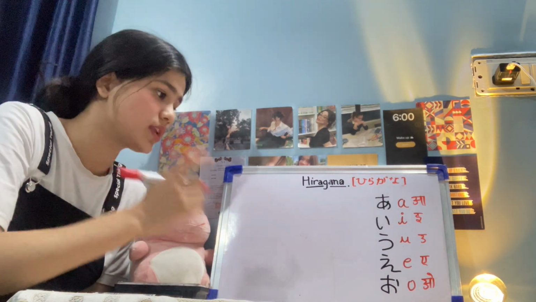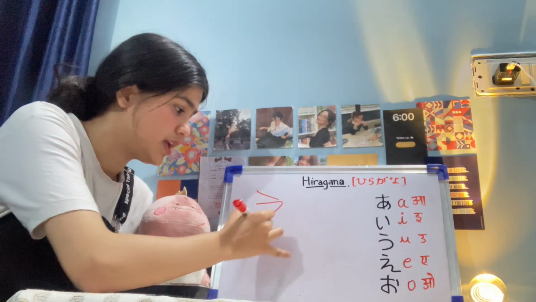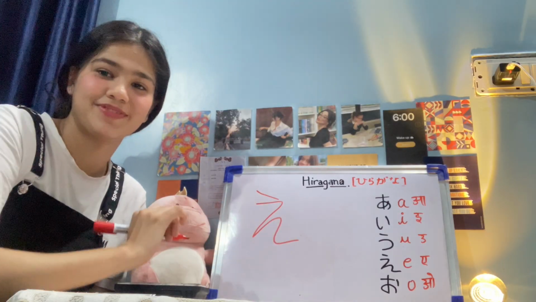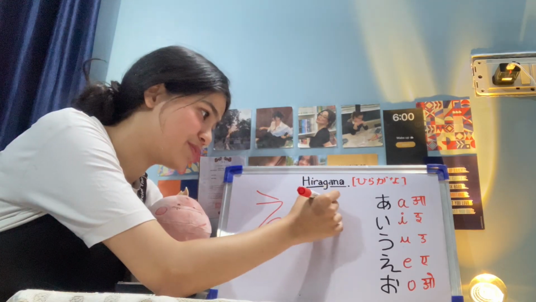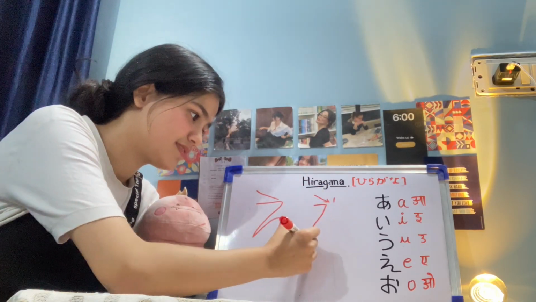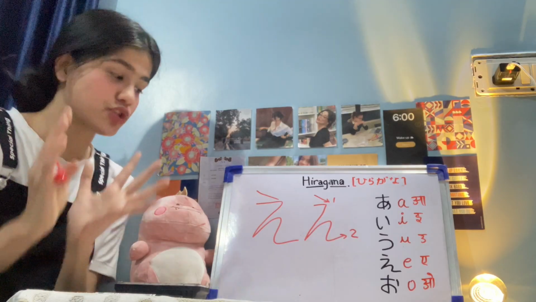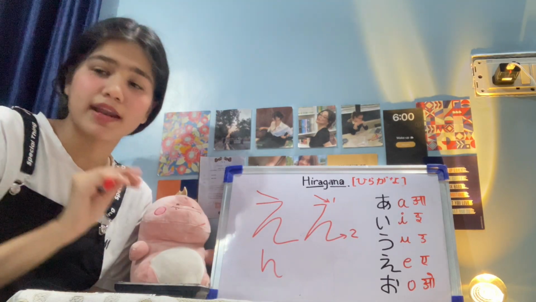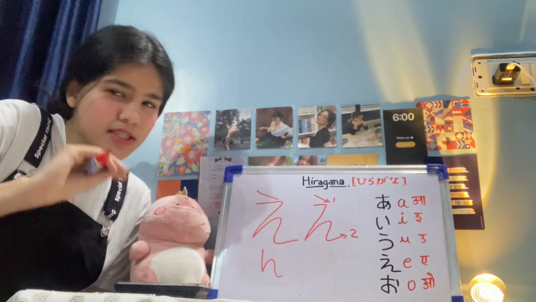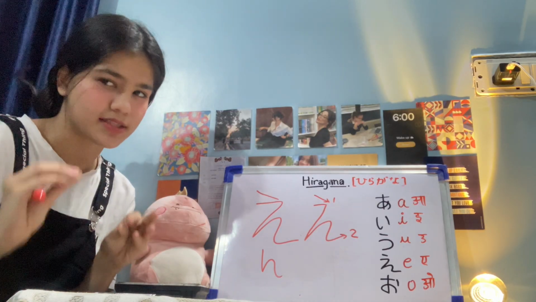Next one is A. 1 and 2. Okay, it can be a bit hard. Let me just first write this thing. It's pretty much similar to H. So how are we going to remember it? We have H, right? And it's kind of stylish. It has a Japanese accent, a Japanese style.